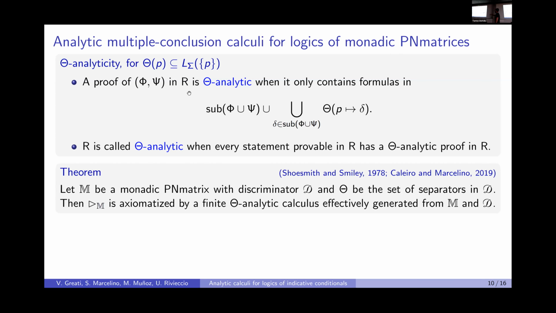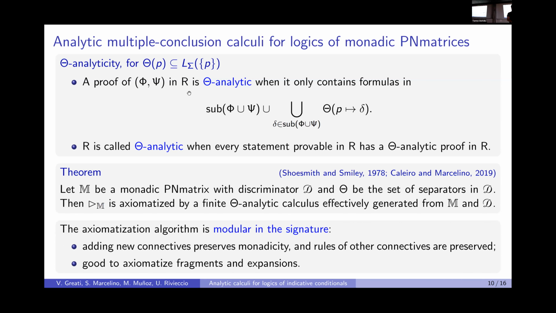And then we have this theorem. Every time you have a monadic Pn matrix, you can effectively generate an analytic calculus for it. And it's going to be analytic with respect to the set of separators. And this calculus is going to be finite if the matrix is finite. It turns out that the algorithm is modular in the signature. So if I add more connectives, it preserves the monadicity. So that's also good for axiomatizing expansions and fragments of these logics.